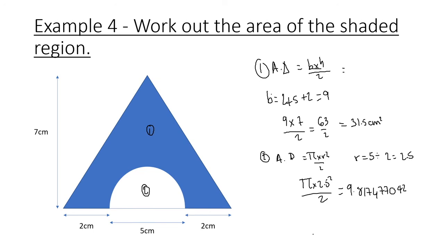And now we're having to find the area of our shaded region, so we have to do the area of our triangle subtracted by the area of our semicircle. So it'd be 31.5 subtract 9.817 and so on, which gives us a value of 21.68252296, and to two decimal places will give us an answer of 21.68 centimeters squared.